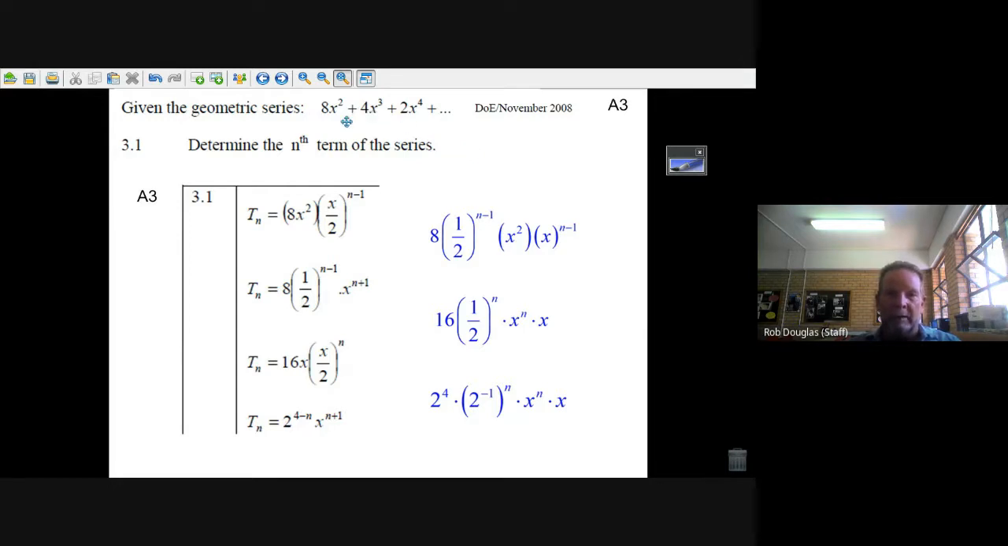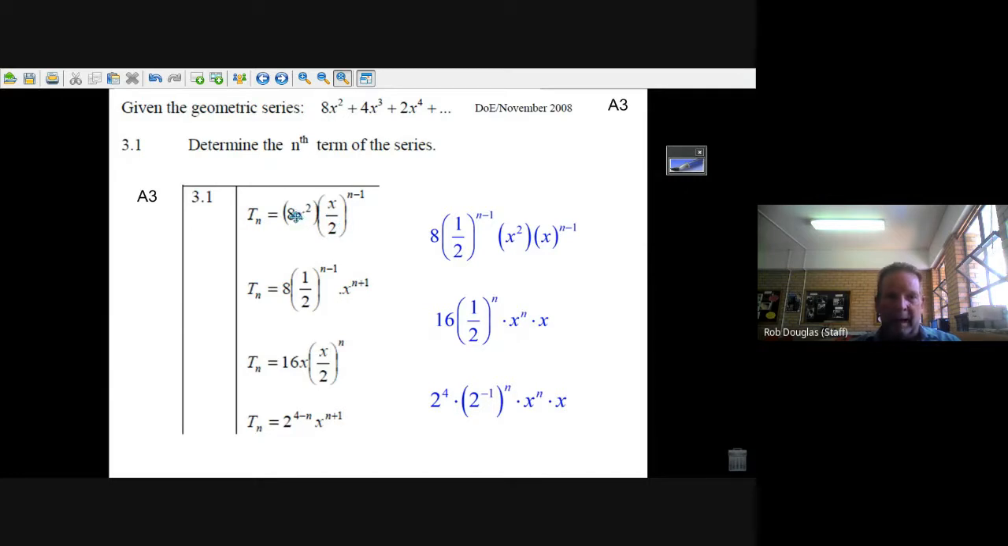You could go 4x cubed divided by 8x squared, and you'll get x over 2. Well, that's your answer right there. That is the nth term of the series. But they would like you to put it into the form of x to a power and a number to some power. They didn't ask for it, but they would like it that way. It's a little bit tricky doing that. Here's the memo. They just show 4 steps, but there's a lot of thinking that goes into it.